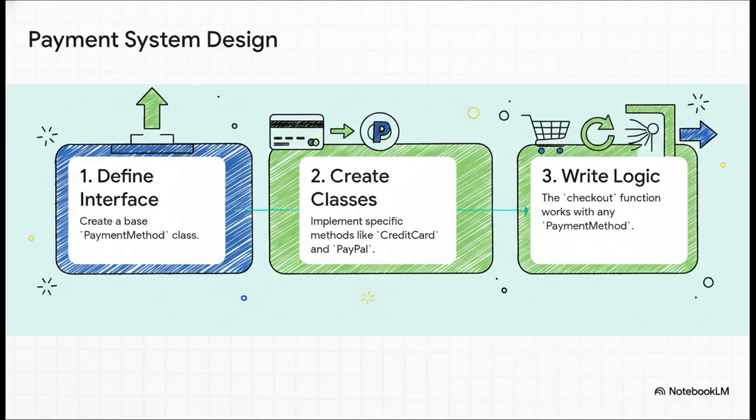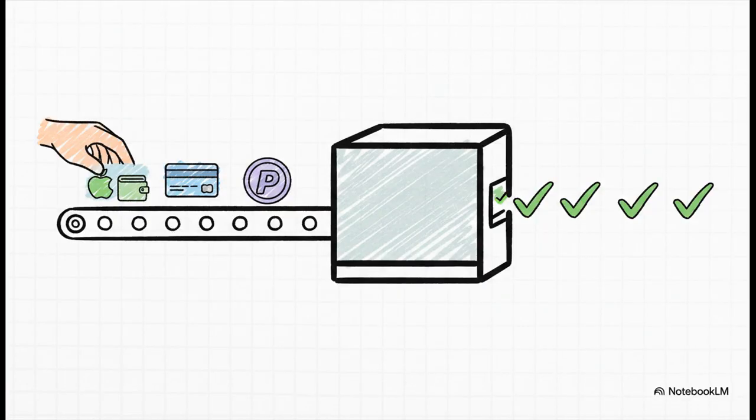And third, you write your main logic, like your checkout function, so that it works with the general PaymentMethod, not the specific types. And this is the whole point. This is the big win. Your core checkout function never, ever has to change. It just calls .pay. Tomorrow, your boss comes and says, we need to add Apple Pay. No problem. You add an ApplePay class with a .pay method, and that's it. You don't touch the checkout function. It just works. That is the power of extensible design.